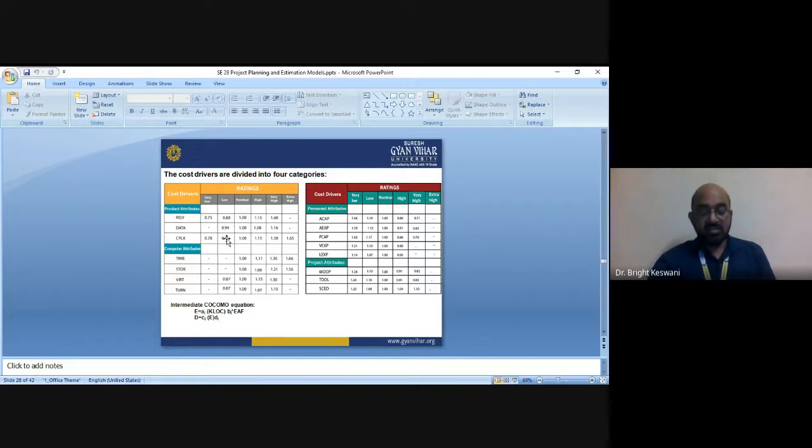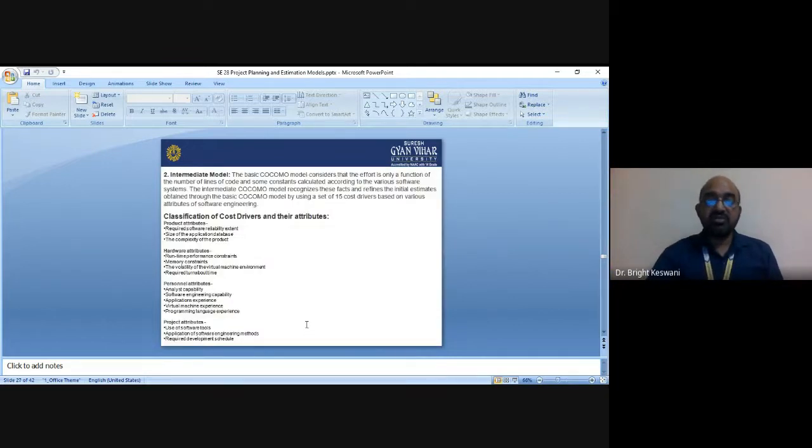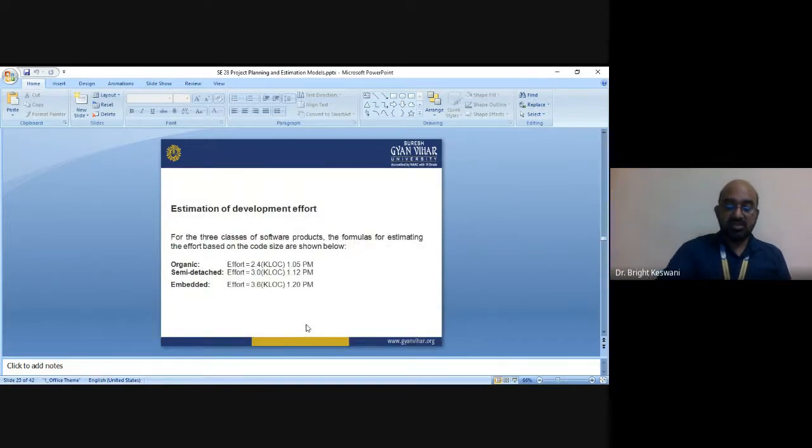You can see there are cost drivers. Various cost drivers are here, and their ratings are also there, as per the COCOMO study. The effort multiplier for different cost drivers uses this formula: EI is equal to A multiplied by size raised to power B. The initial estimate is determined by an equation using KDLOC as the measure of size. Here EI is the initial effort in person months, and A and B are constants whose values depend on the type of project.